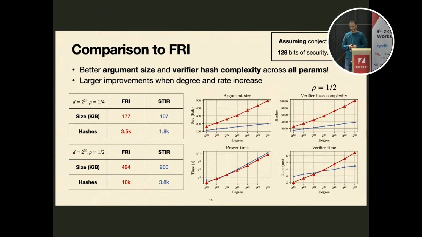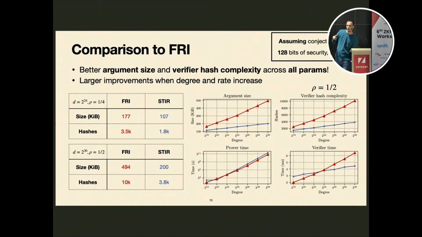Here, I heard you guys like graphs, so here are some graphs. The red is Phi, the blue is Steer, okay? You can see the difference here, and the x-axis is the degree. You can see the difference in the argument size and in the verifier hash complexity. You can see the difference in the prover time, so they're quite similar. And this is actually the verifier running time. So for most of the higher and more important degrees, the verifier is actually much faster.